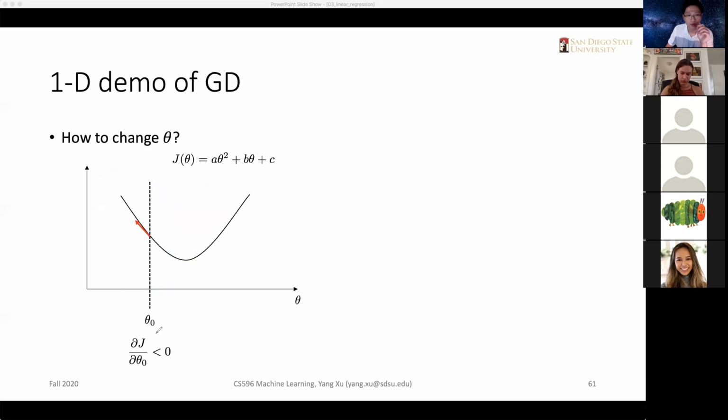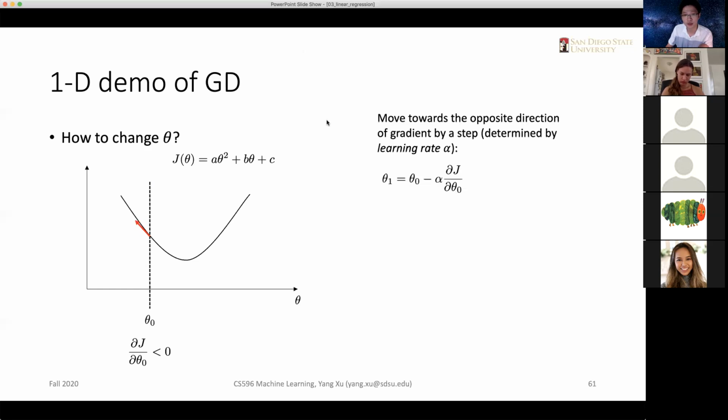And so we know the direction of the gradients. It is pointing towards the left, because if you go along the direction that the red arrow points to, the function J will increase. Since our goal is to minimize the cost function, we need to go against this red arrow. We need to move towards the opposite direction of gradients by a small step, right? So how do we do that? We can simply use minus: theta 0 minus the gradient at point theta 0.